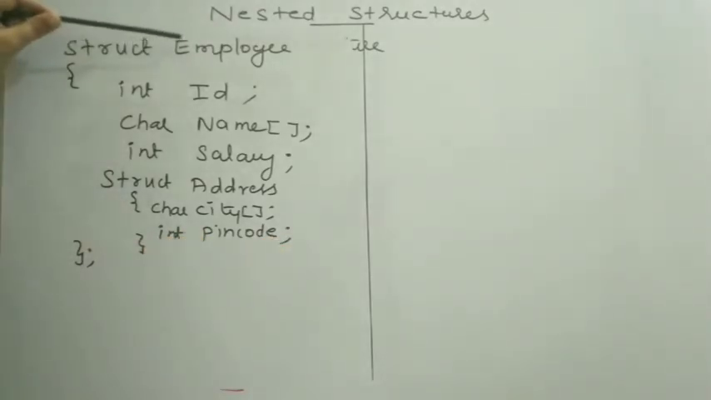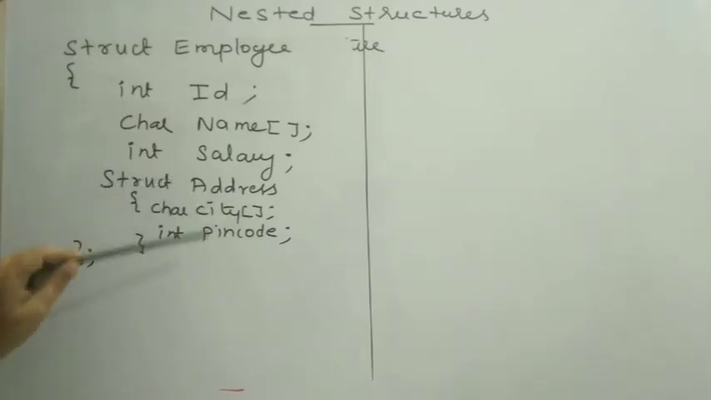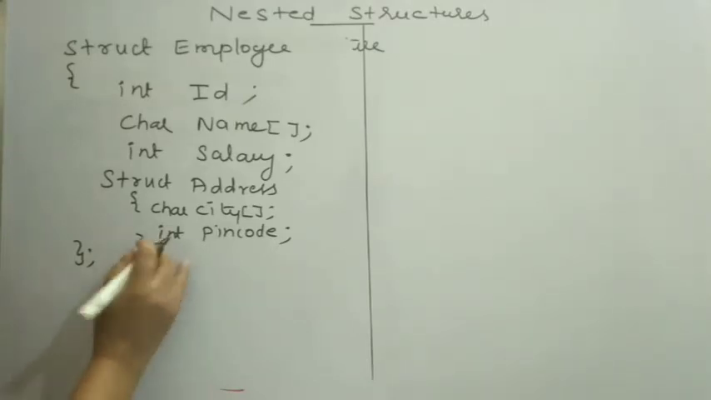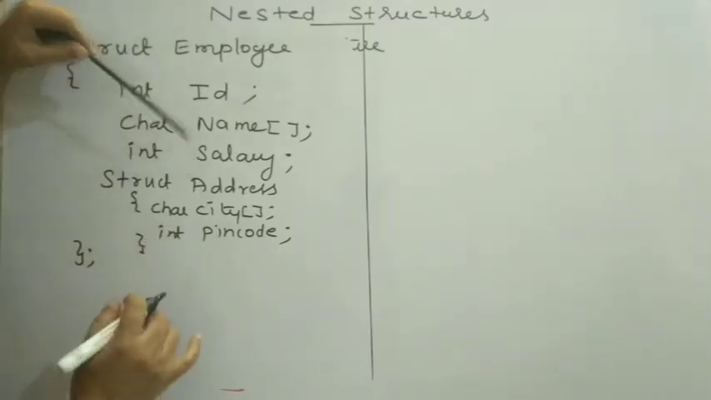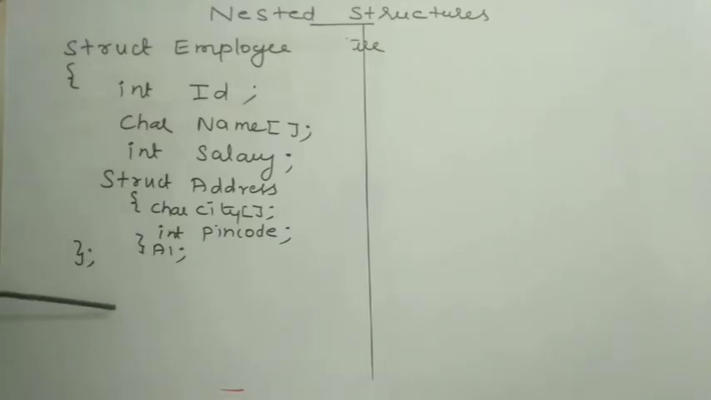I have defined a structure employee. Within the structure employee, as a data member, I have included one more structure definition, that is the definition of the structure address. The definition of address closes here. Before I close this address, I am going to define a structure variable for this address, that is A1. If I declare a nested structure like this, those types of definitions are called embedded structure definitions for a nested structure.